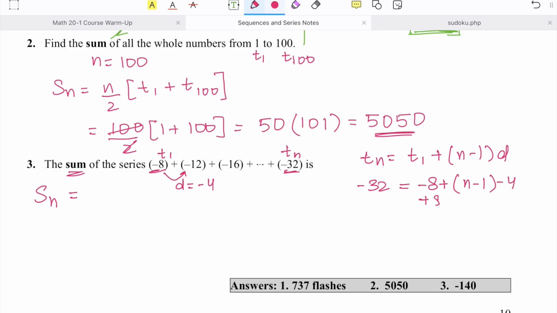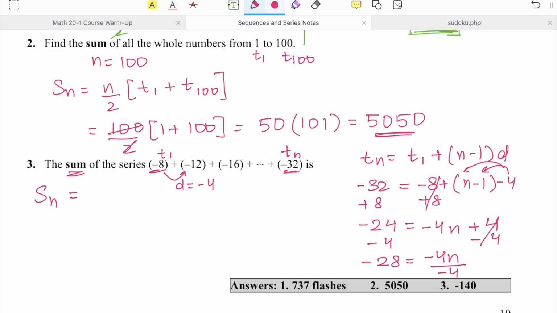So we add 8 on both sides. Negative 32 plus 8 is negative 24, which is equal to, let's distribute our 4, which gives me negative 4n plus 4. Subtract 4 on both sides. I get negative 28 is equal to negative 4n. Divide both sides by negative 4, and I get n is equal to 7.